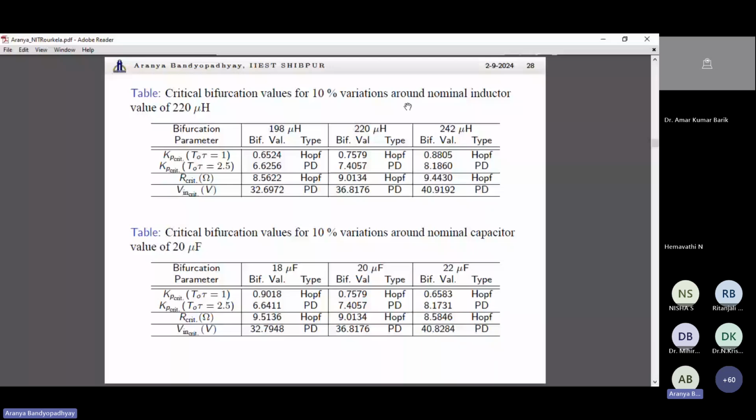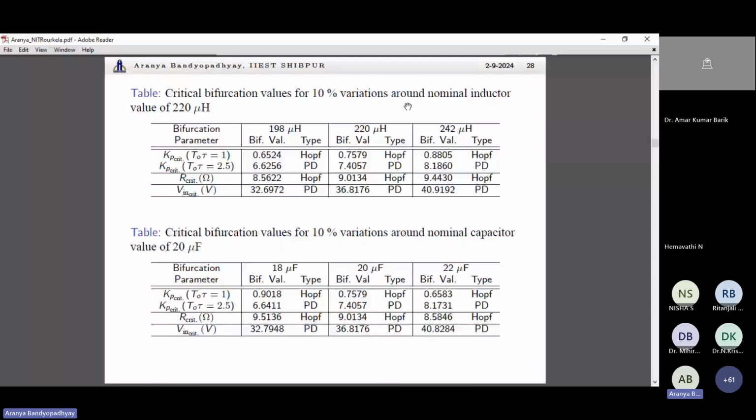In that case, we need to see, at least in this case we have given it a 10% variation around the nominal value, how much the onset of instability shifts, right? And what can we see? For a higher inductor value, you see the onset of Hopf instability is delayed, and the onset of period doubling instability is also delayed.